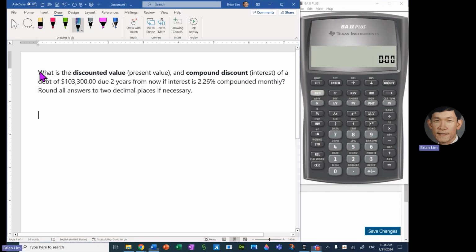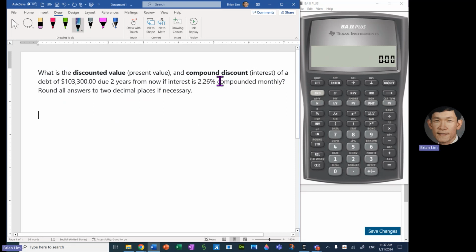So what is the discounted value, or the present value, and the compound discount, or the interest, of a debt of $103,300 due 2 years from now if interest is 2.26% compounded monthly? Round all answers to 2 decimal places if necessary.